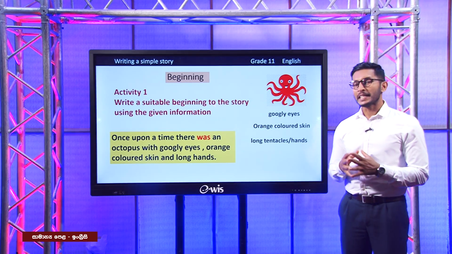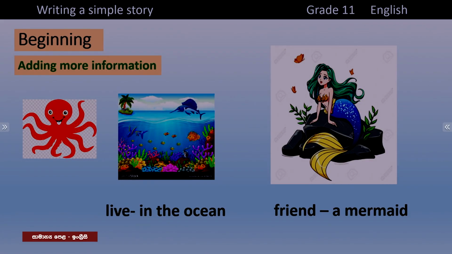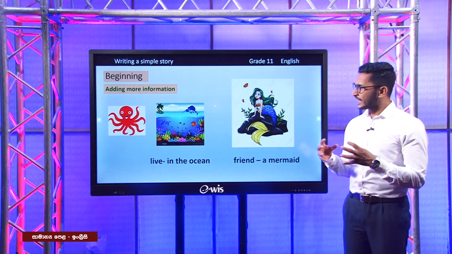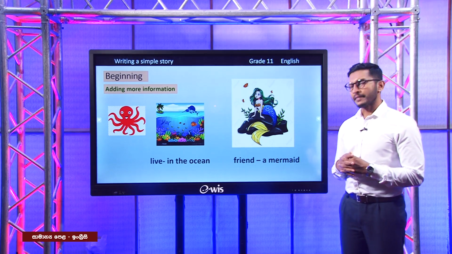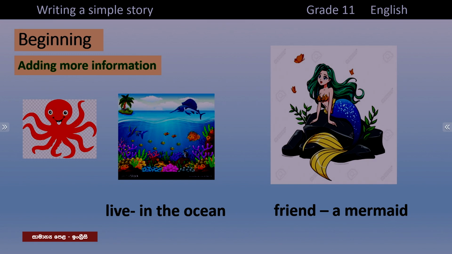To write more, let's see what we have in the next slide. Here you are going to add more information. I have included another 2 pictures. Look at them. You can see a picture of beautiful sea or ocean, and I'm going to introduce the second character, that is mermaid. So what is the connection between the octopus and the mermaid? Yes, you can see the words, they are friends.